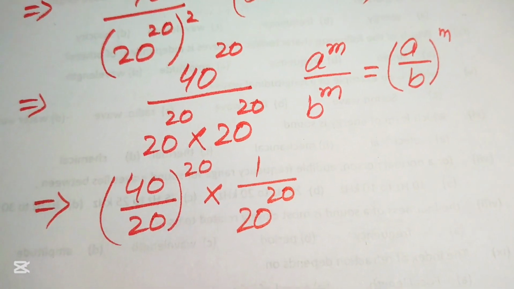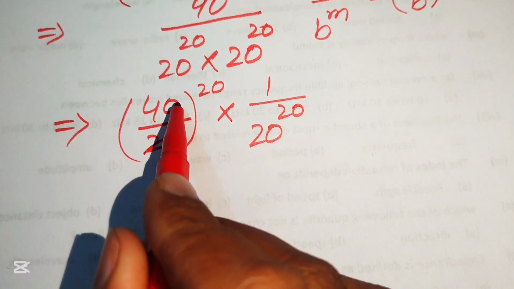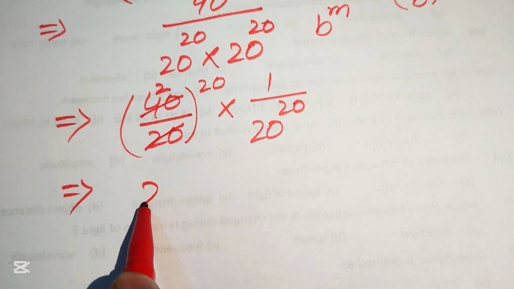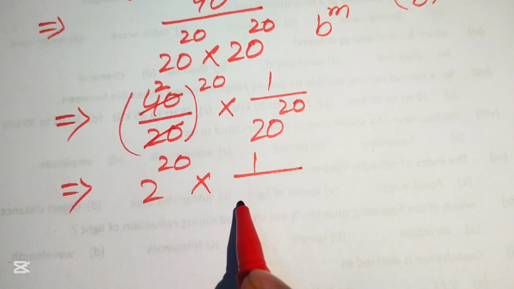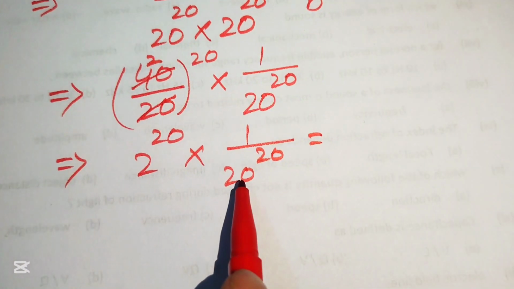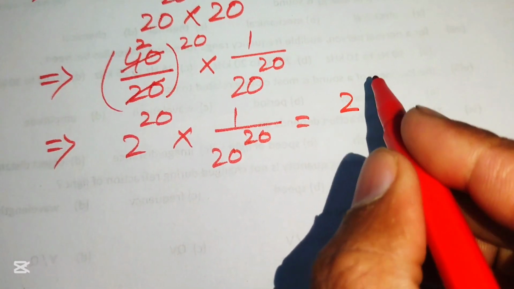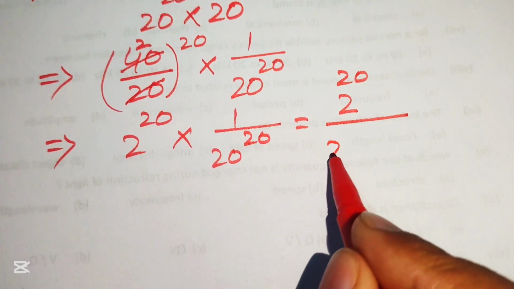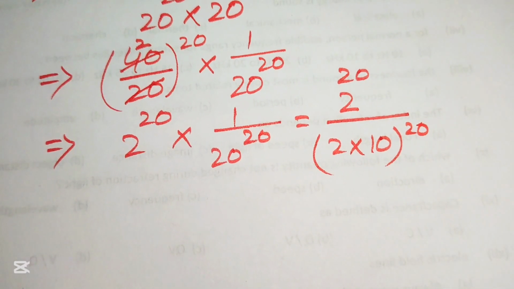Further we need to simplify the terms, and you see here 2 twenties are 40, and we will get 2 to the power of 20 multiplied by 1 over 20 to the power of 20. So here we need to focus on the denominator term, where the base is 20, and we write this 20 as 2 multiplied by 10, and its exponent is 20.